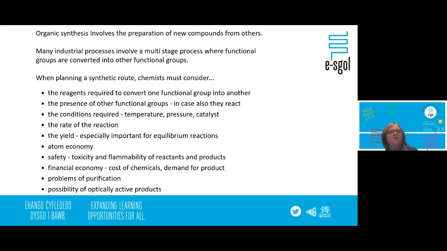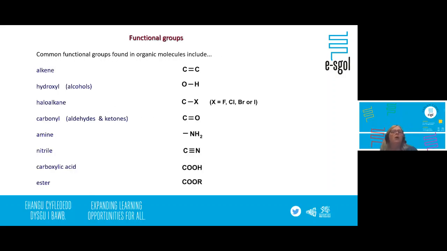So there are lots and lots of considerations when chemists choose what route they take, because it's not always the one that is direct that's chosen. Okay, so common functional groups that you find in organic molecules, you've got the alkene, the hydroxyl or the alcohol families, halogenoalkanes, carbonyls, amines, a lot. Hopefully now you're a bit more familiar with at least identifying what organic compound class you are dealing with.